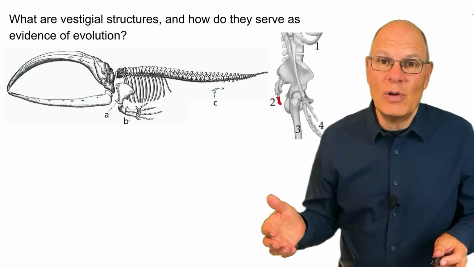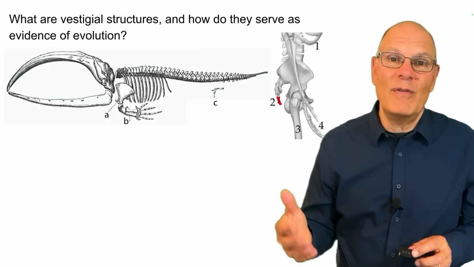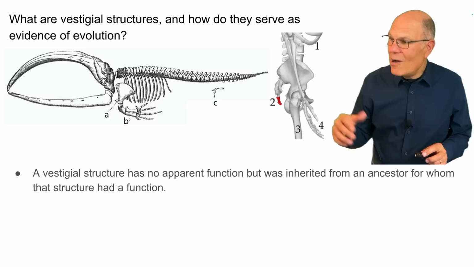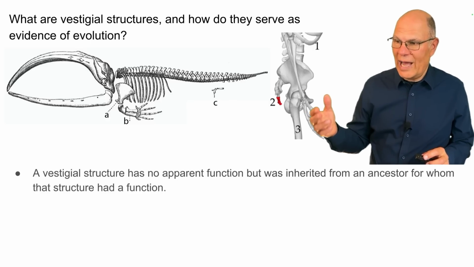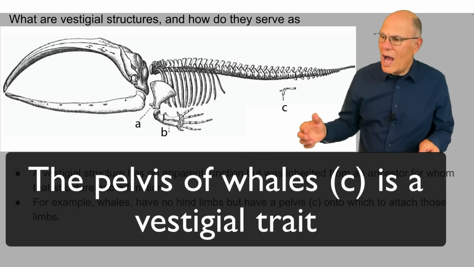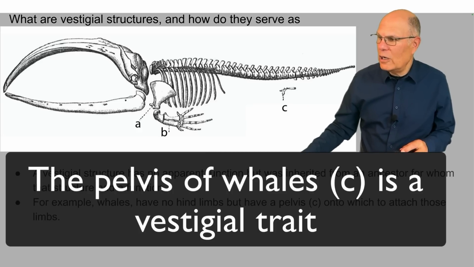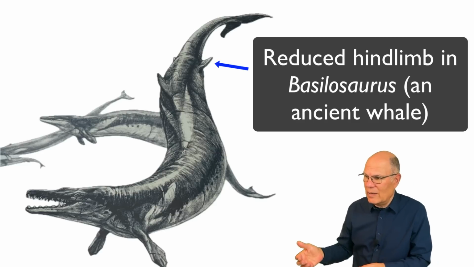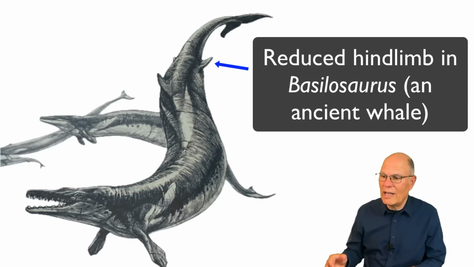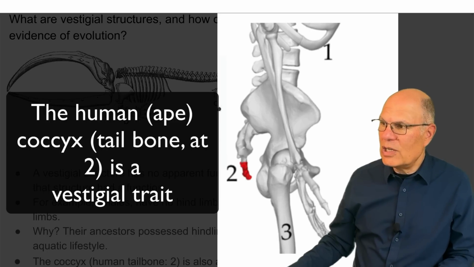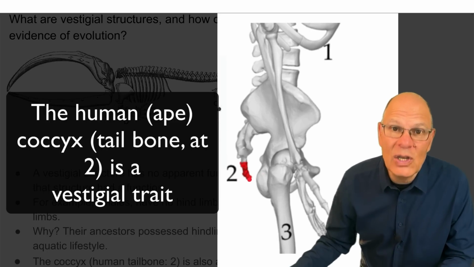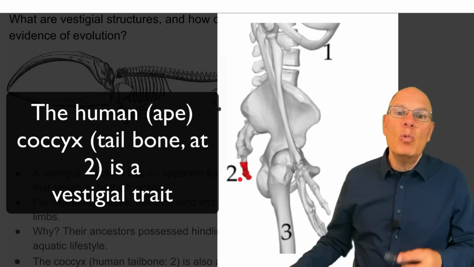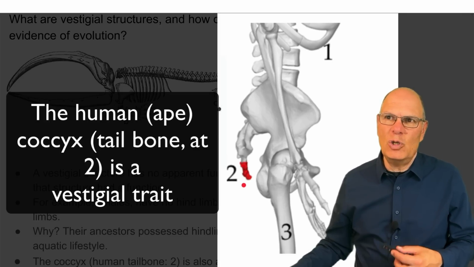A vestigial structure is a special kind of homology that provides further evidence for evolution. A vestigial structure has no apparent function, but it was inherited from an ancestor from whom that structure had a function. For example, whales have no hind limbs, but they have a pelvis over here onto which to attach those limbs. Why do they have that? Their ancestors possessed hind limbs, which were lost as whales adapted to their aquatic lifestyle. We have a coccyx, a tailbone. This is homologous to the tails of cats and dogs and other vertebrates, other mammals. We lost it in the course of our primate evolution into one of the great apes.